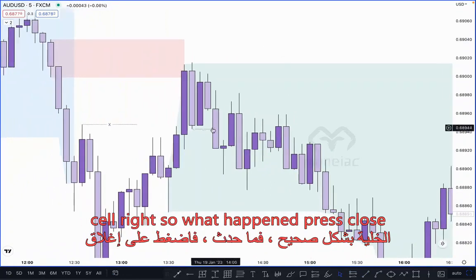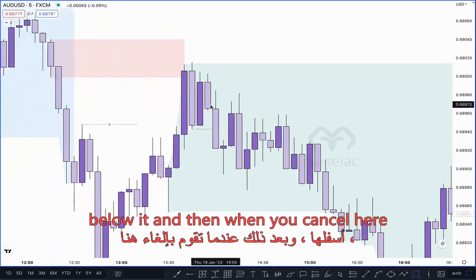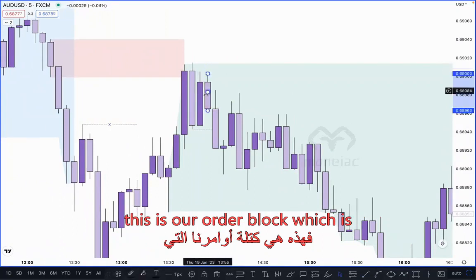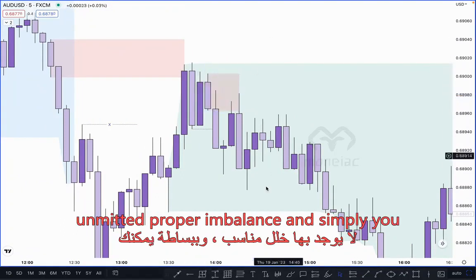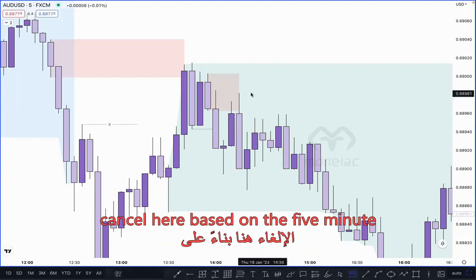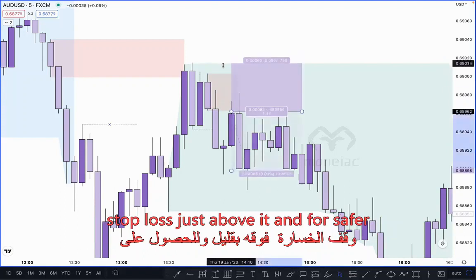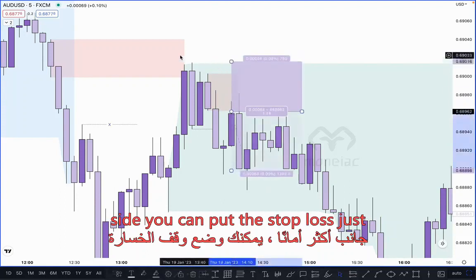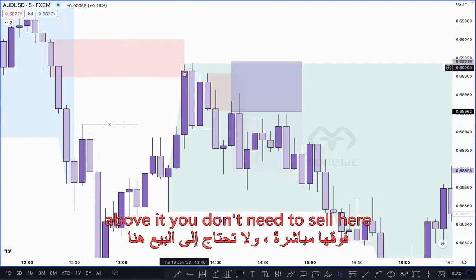So what happened? Price closed below it, and then you can sell here. This is our order block, which is an unmitigated proper imbalance, and simply you can sell here based on the 5-minute time frame at this point and put the stop loss just above it. And for the safer side, you can put the stop loss just above it. You don't need to sell here, right?